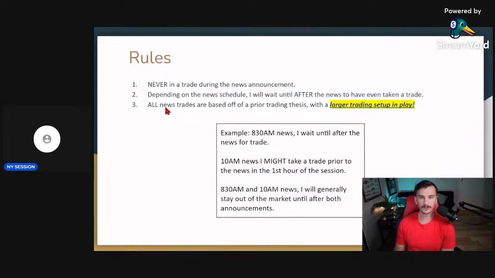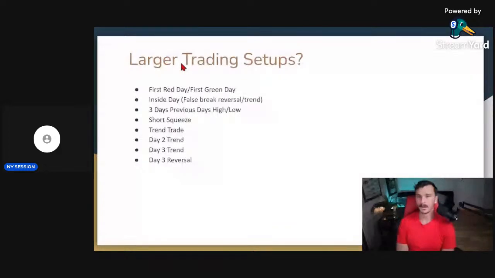All of my news trades are going to be based off of a larger trading setup. Some of these larger trading setups are going to include first red day, first green day, inside days, where you have a false break of that inside bar and a reversal, or they break out, pull back, and continue after an inside day, and that would be a trend trade. We have 3 days of previous days high or low, and generally those are going to present as a short squeeze or a parabolic trend style of trade.